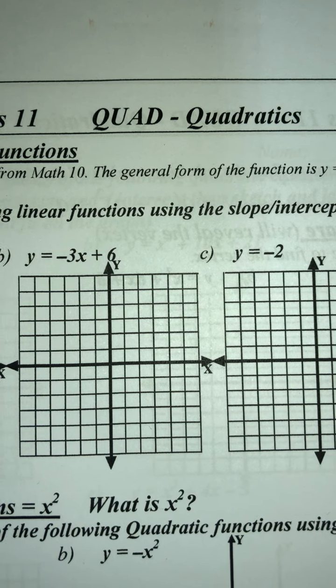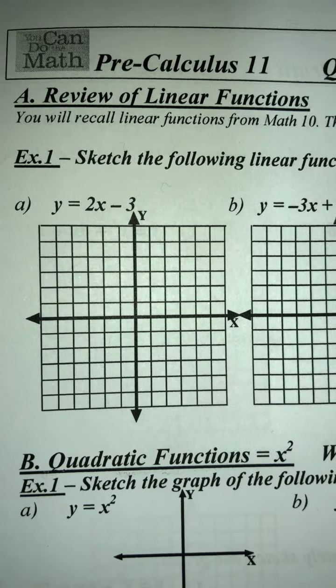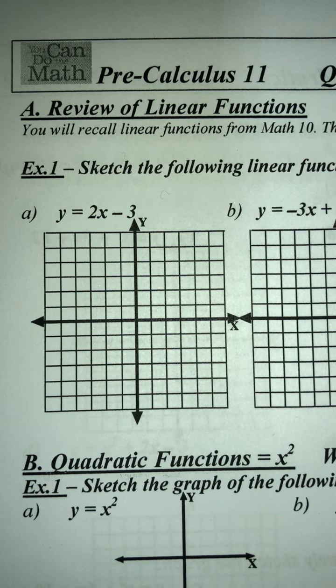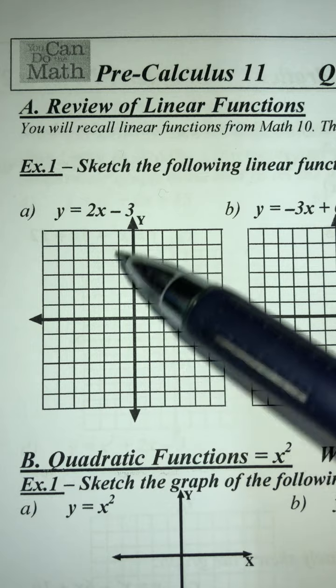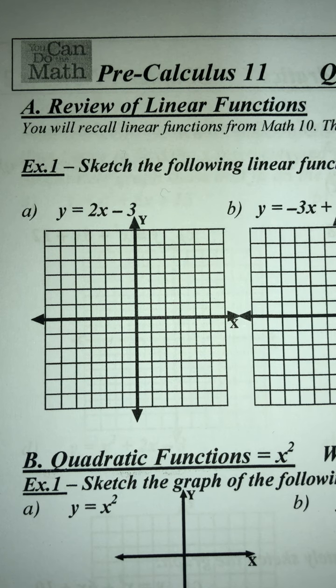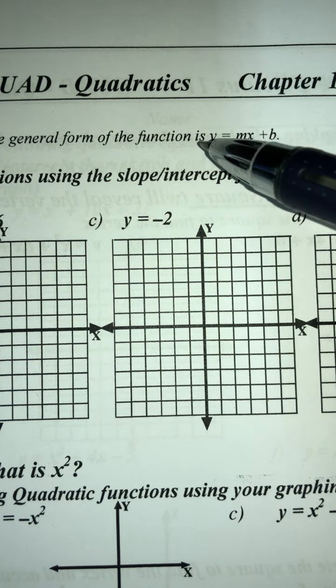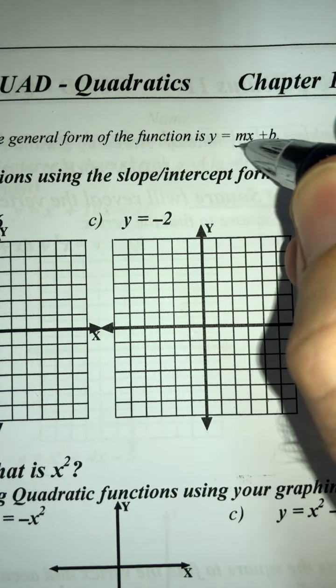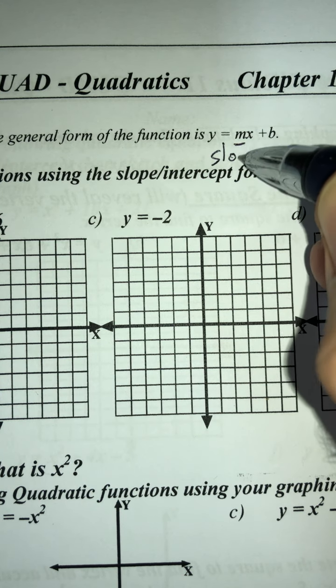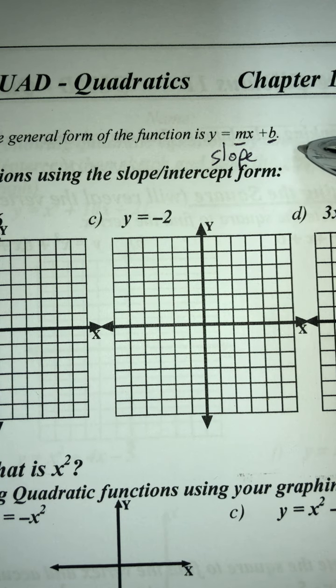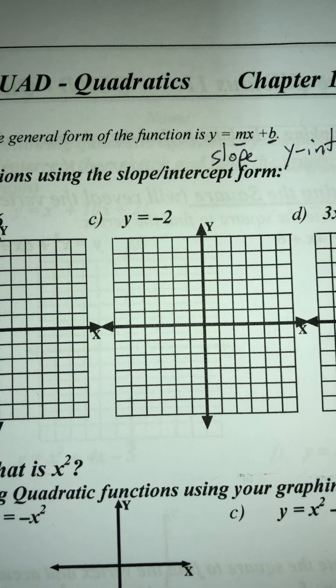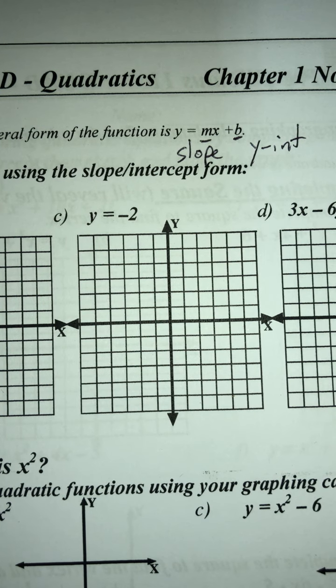So quadratics, let's dive into this. First, we're going to review linear functions. This one's going to be pretty quick. So here is your function. This is a typical kind of function. You'll recall here, this is your general equation, y equals mx plus b, m being your slope value, b the y-intercept. So this is your general equation. From this, we can graph fairly easily and quite quickly.